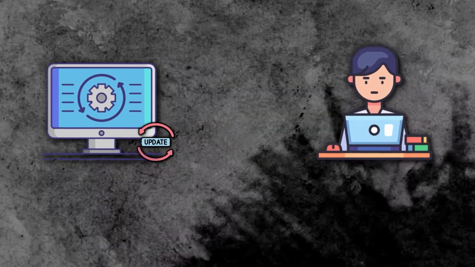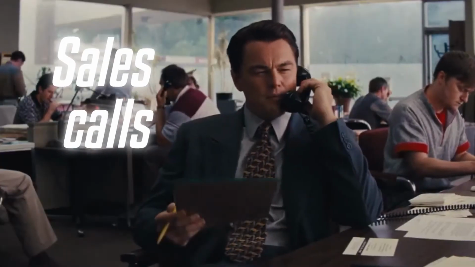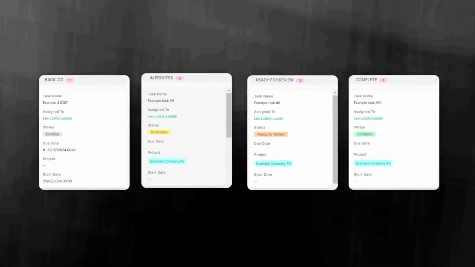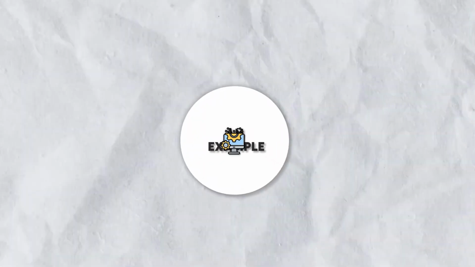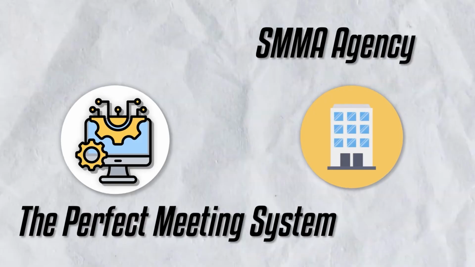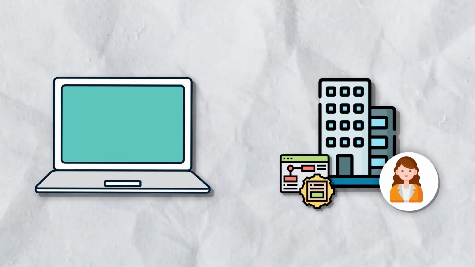It should automatically update to avoid any unnecessary admin work, give everyone a clear insight into different types of meetings like sales calls, and be clearly organized into different sections, making it easy to use and understand. In this video, I'll be breaking down an example of the perfect meeting system you need in your SMMA agency and showing you a truly scalable solution you can steal from me and implement in your agency straight away.